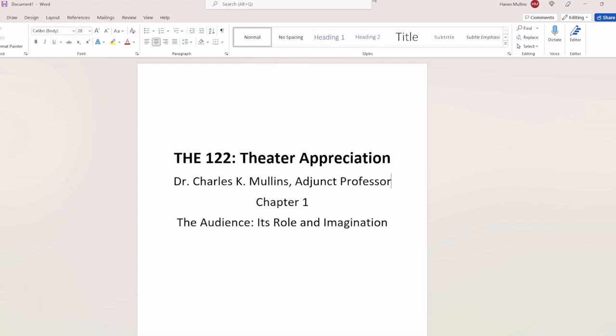Just some closing thoughts. Chapter 1 is a short chapter. It's an introduction to the audience and, as I said, its role and imagination. But during the past 100 years, theater has been challenged by a succession of technological developments. I mentioned this earlier, but now I'm going into a bit more detail. We had silent movies, we had radio, then movies began to talk. We had the advent of television, and now we have electronic handheld cellular devices.